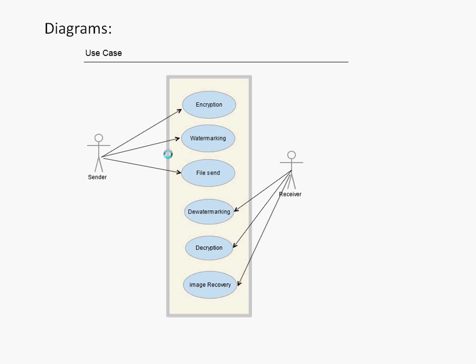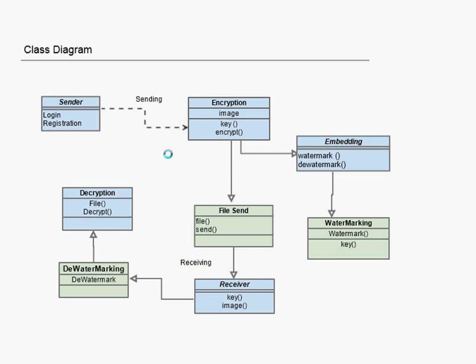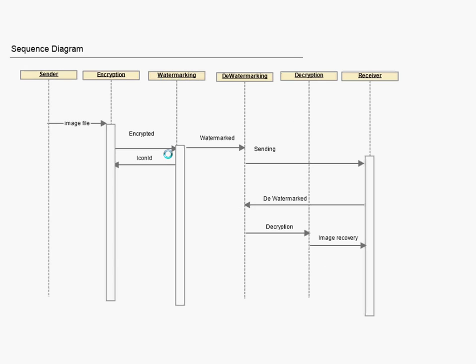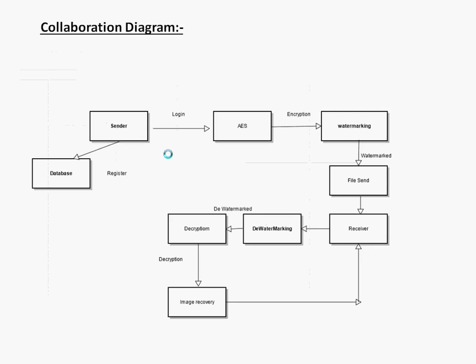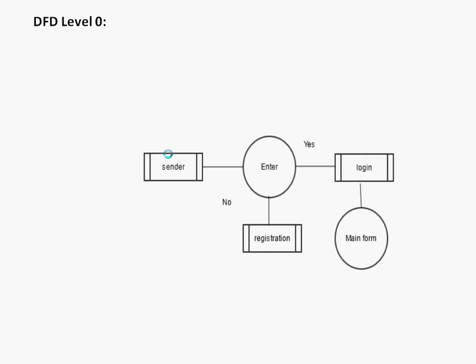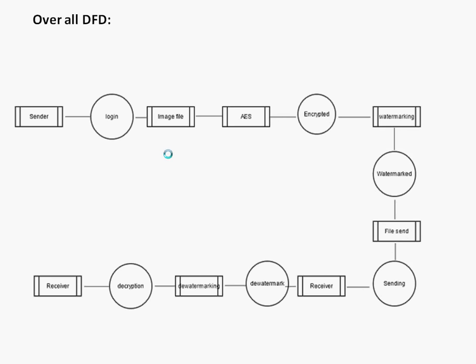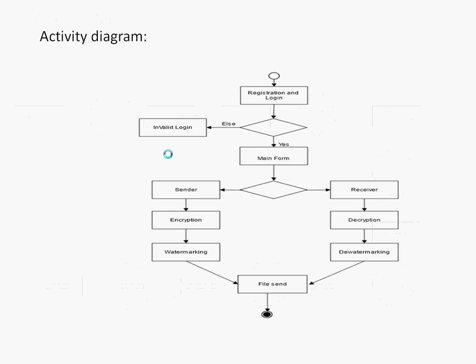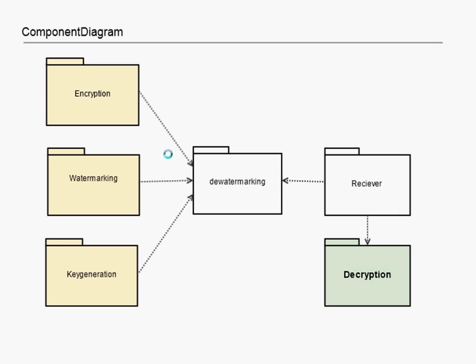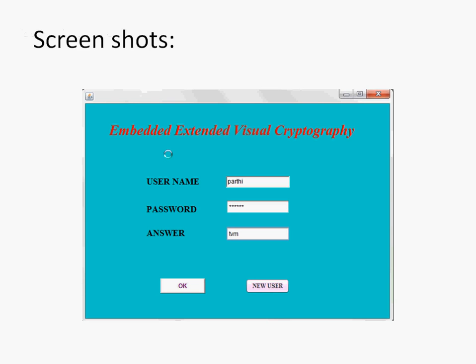This is the use case diagram. Sender processes are encryption, watermarking and file send, and the receiver processes are de-watermarking, decryption and image recovery. This is my class diagram. This is my deployment diagram. This is my sequence diagram. My collaboration diagram is DFD level 0, DFD level 1, DFD level 2 and overall DFD. This is my activity diagram. This is my component diagram.